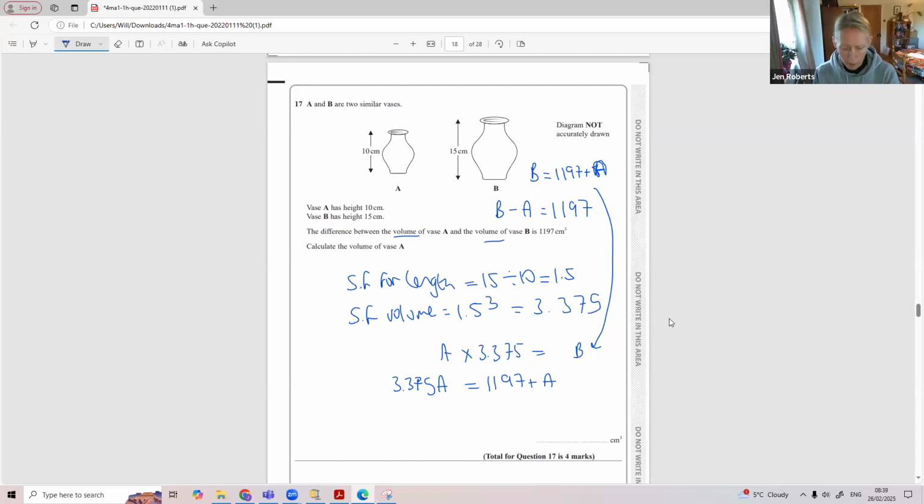Shall I take A from both sides? Let's balance out my A's by taking A from both sides. I take 1A, and I get, sorry, 2.375A equals 1,197. What do I need to do now? I need to divide both sides by 2.375.